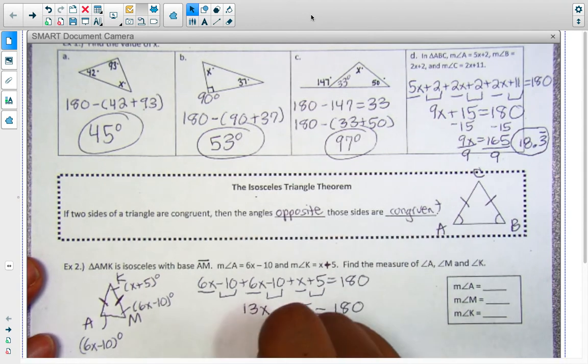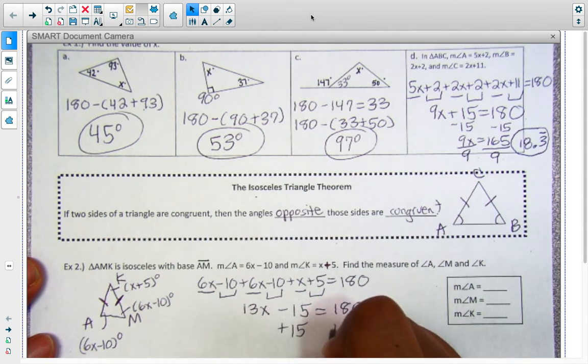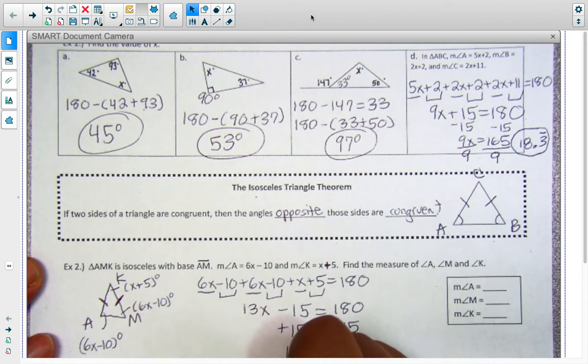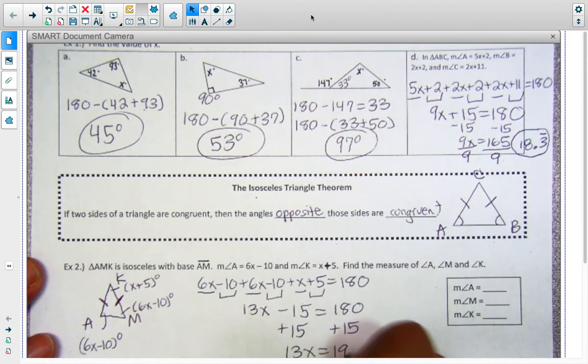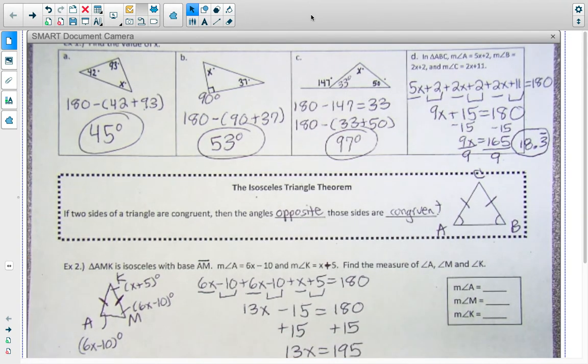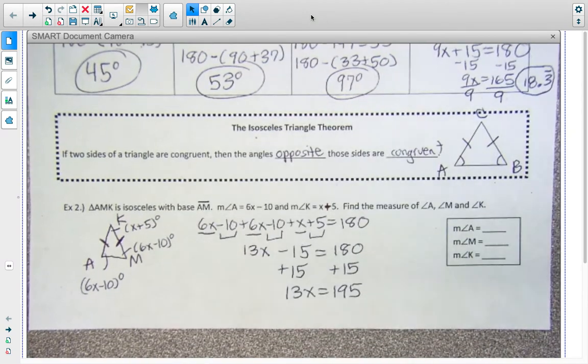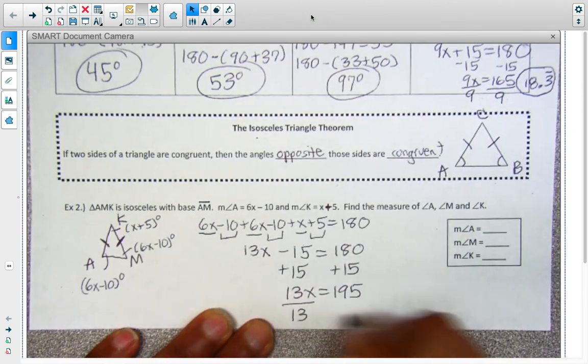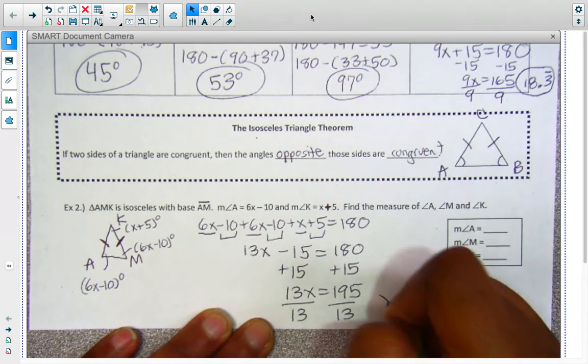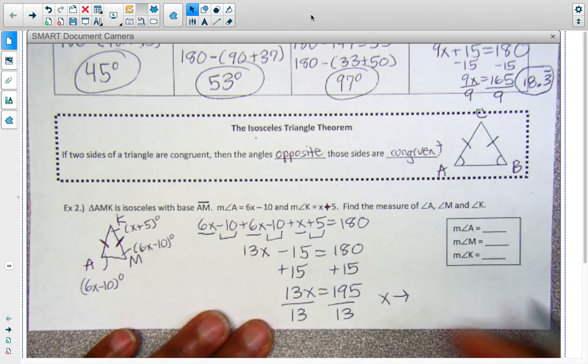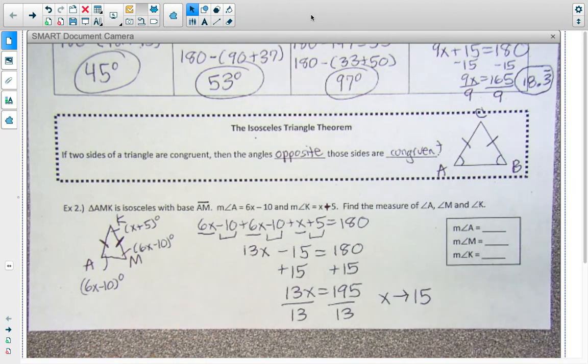The opposite of negative 15 is to add 15 to both sides. So now we have 13x is equal to 195. And divide both sides by 13. Opposite of multiplying by 13 is to divide. So we got our answer: x is 15. Now this isn't our final answer.